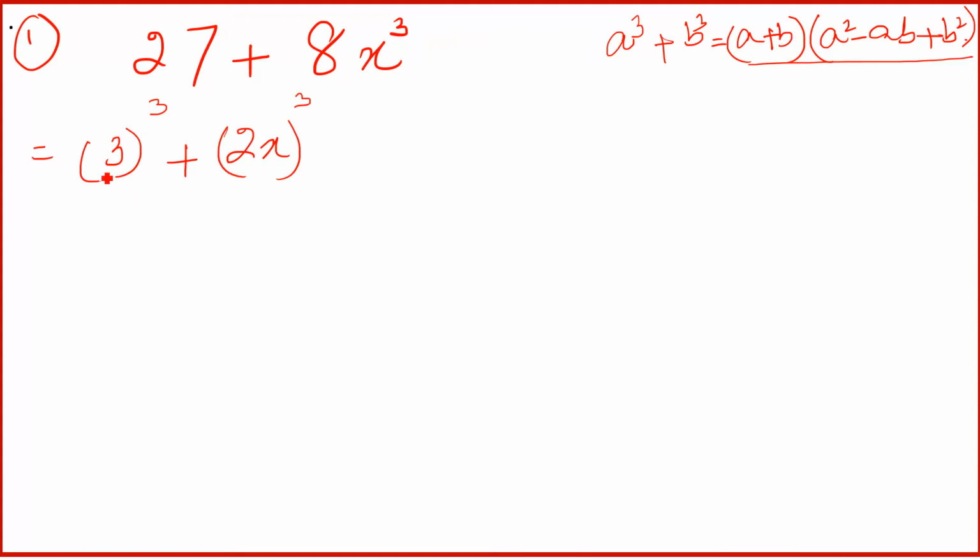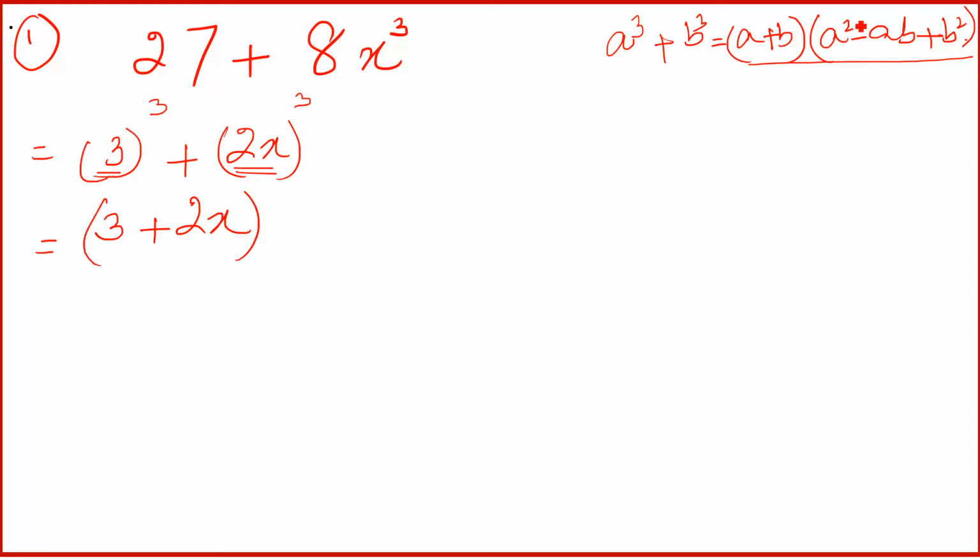Now instead of a we have 3. This is the journal formula, right? And instead of b, I told you this is the journal formula. Instead of a and b we can have anything. So instead of b we have 2x. So just follow this, a plus b. A we have 3, b we have 2x. This is a plus b.